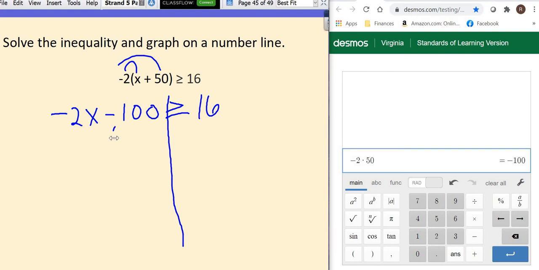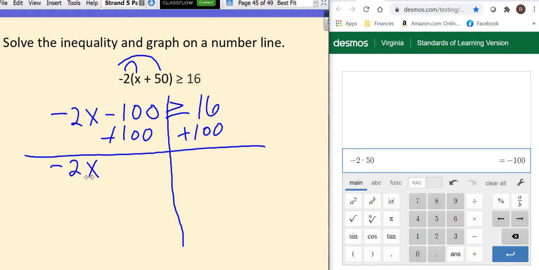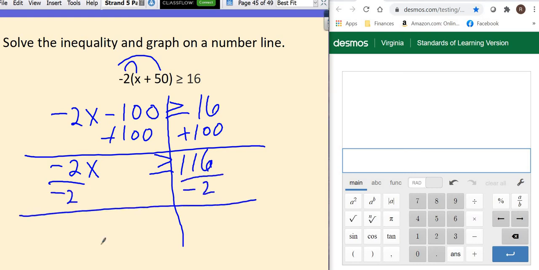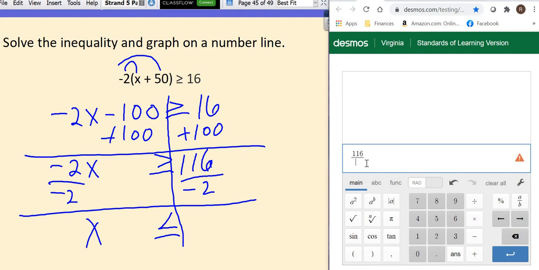So next I'm going to draw my line. The first thing I'm going to do is add 100 to each side. Bring down my negative 2x. Bring down my greater than or equal to. And that, of course, is 116. Again, use your calculator. Don't make silly mistakes. Then I'm going to divide by a negative. So that should set the alarm bells ringing. X, instead of greater than or equal to, is less than or equal to. And then I'm actually going to put this in the calculator. 116 divided by a negative 2 makes for negative 58.